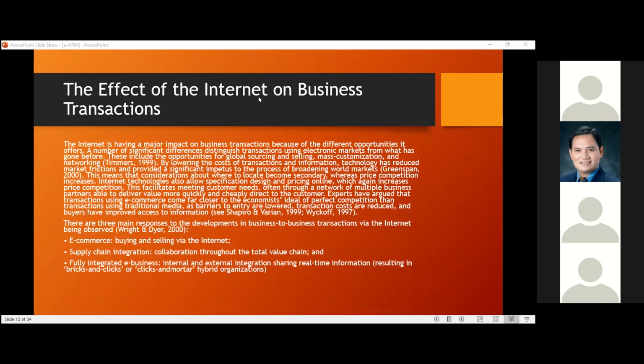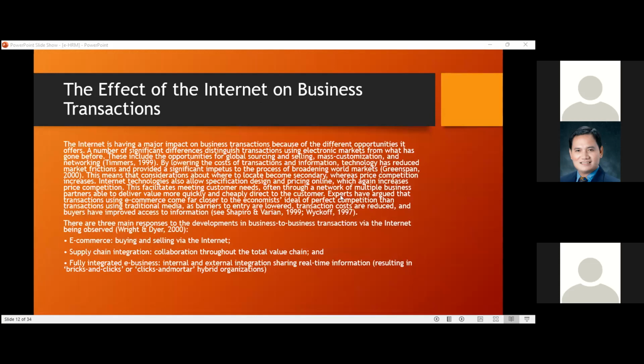This means that considerations about where to locate become secondary, whereas price competition increases. Internet technologies also allow specification, design, and pricing online, which again increases price competition. This facilitates meeting customer needs, often through a network of multiple business partners able to deliver value more quickly and cheaply direct to the customers.